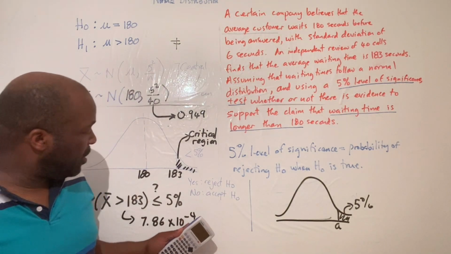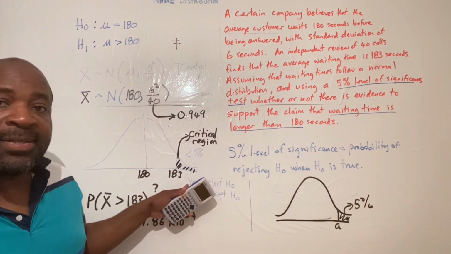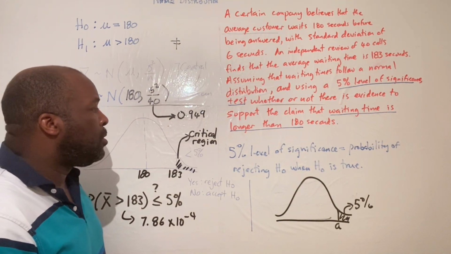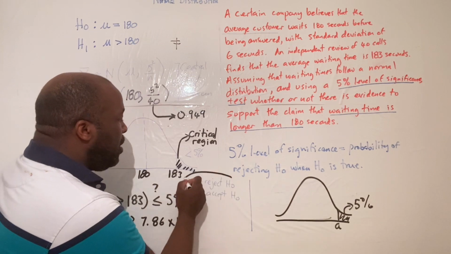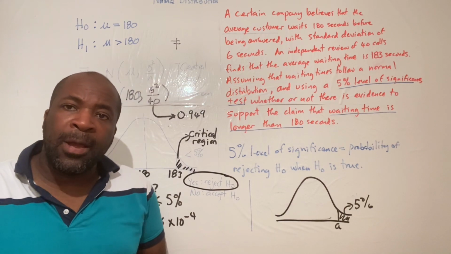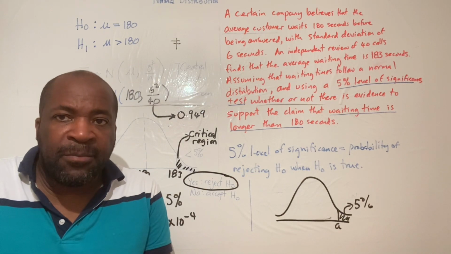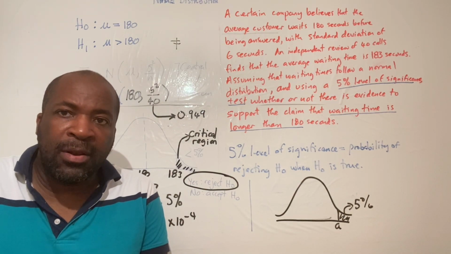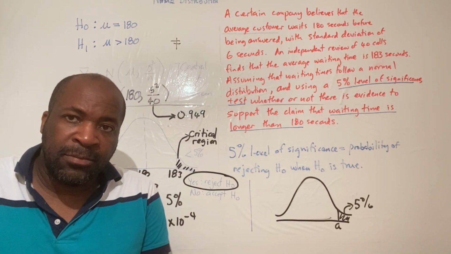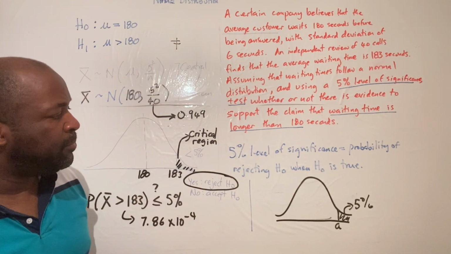So this is going to be below or less than 5%. So we're going to answer yes, and we're going to reject H naught as true. So our decision will be yes and reject H naught. So our conclusion would be there is insufficient evidence at the 5% level of significance to support the claim that the average waiting time is 180 seconds. All right, so that would be the conclusion, and that would complete the question.